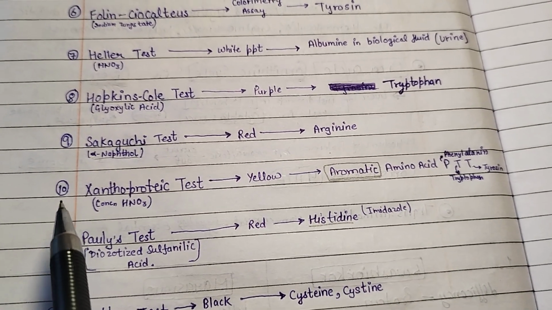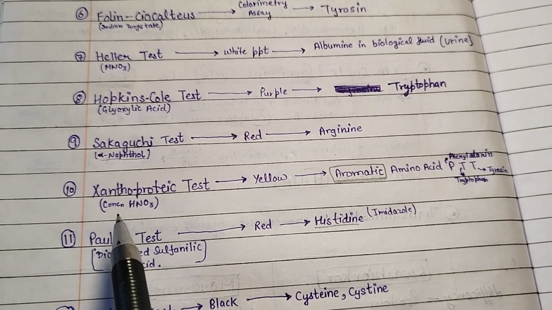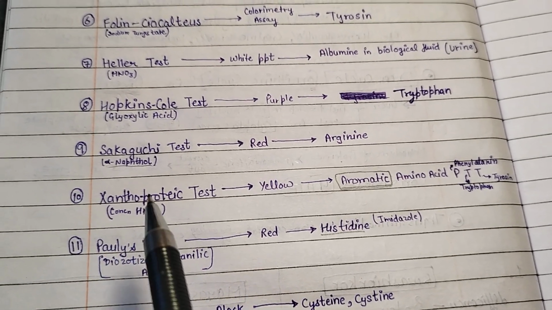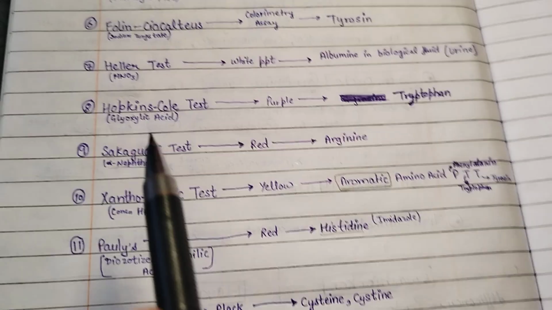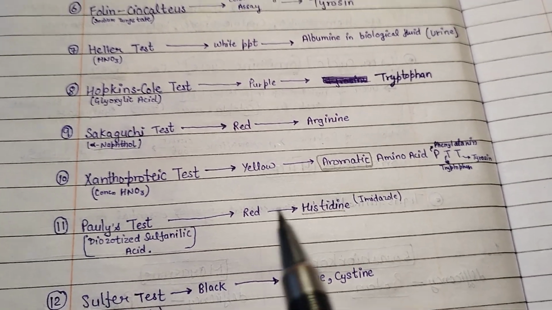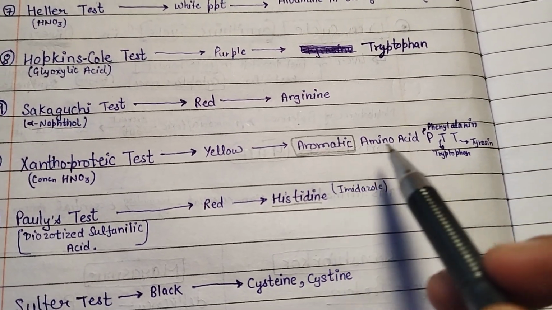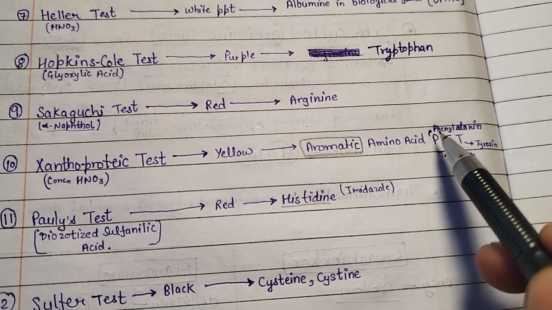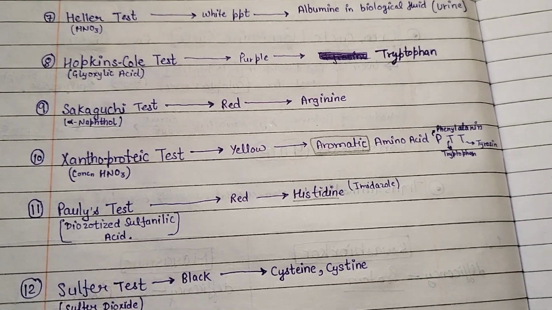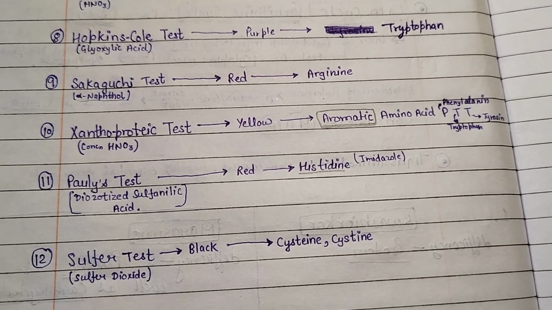After that comes the 10th one, the xanthoproteic test. Here we use concentrated HNO3 again, and it is used for aromatic amino acids. Which ones are the aromatic amino acids? PTT: phenylalanine, tryptophan, tyrosine. These three are the aromatic amino acids.